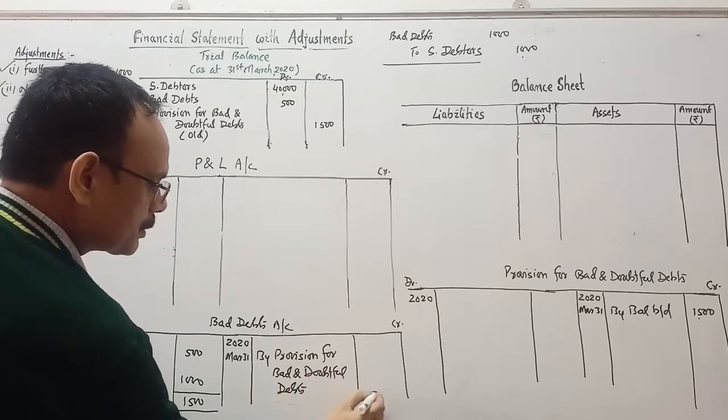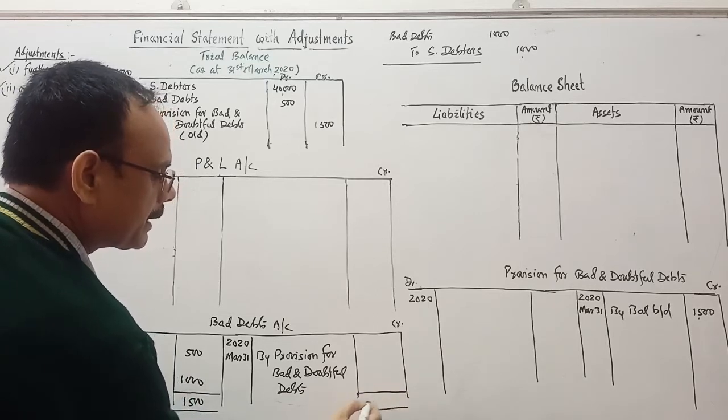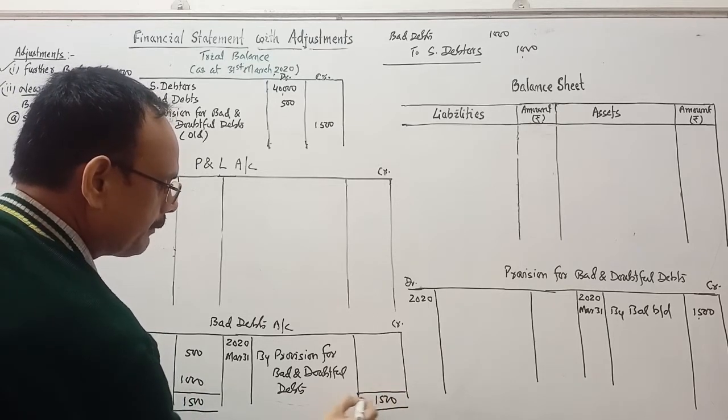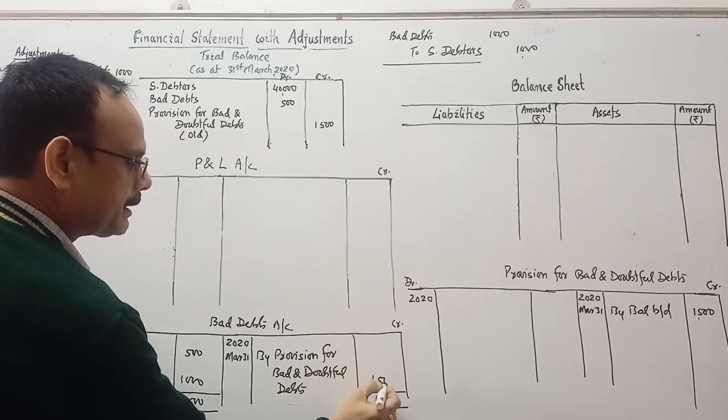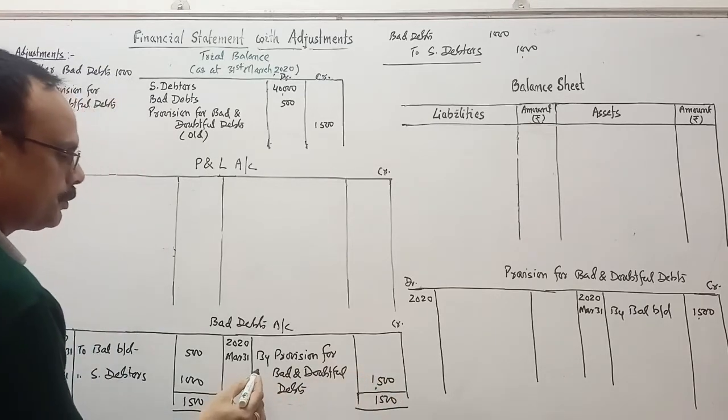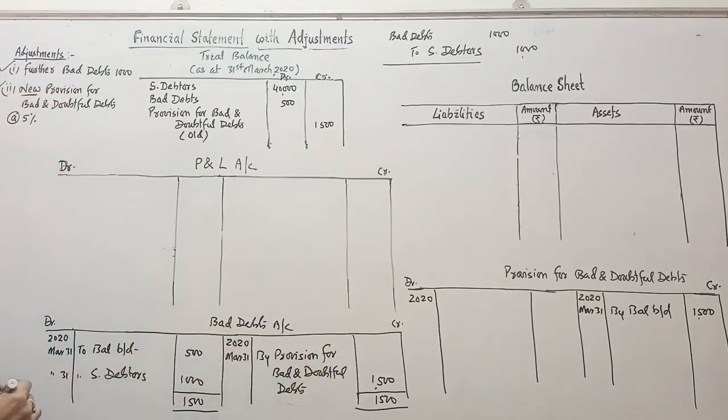So total is how much? Total is 1500. Debit side total is how much? 1500. So balancing is 1500. This 1500 will be transferred by provision for bad and doubtful debts.